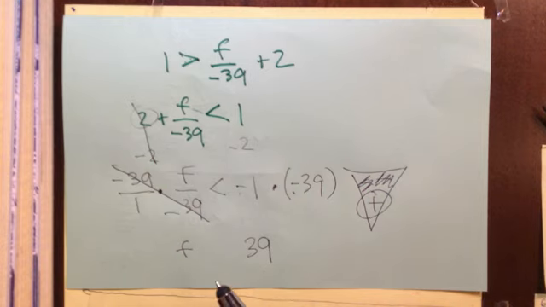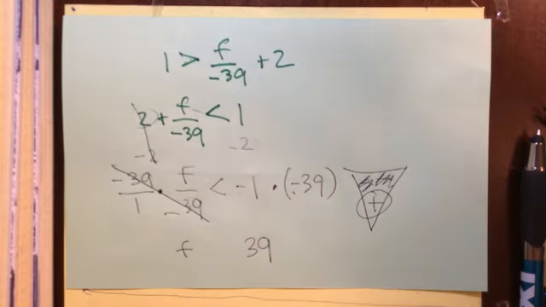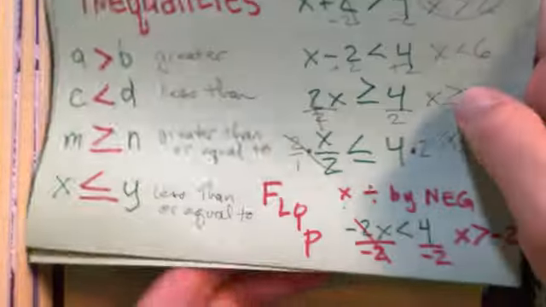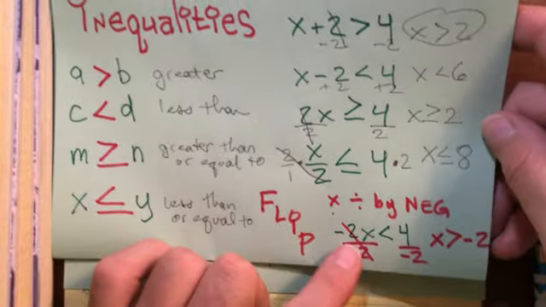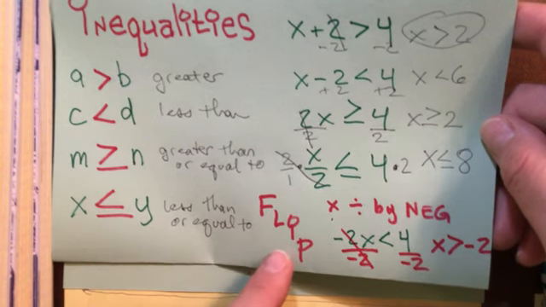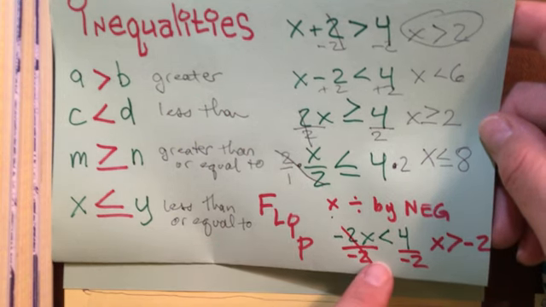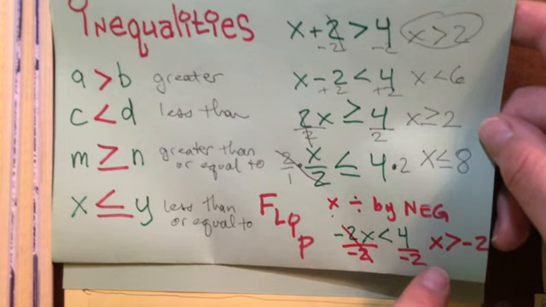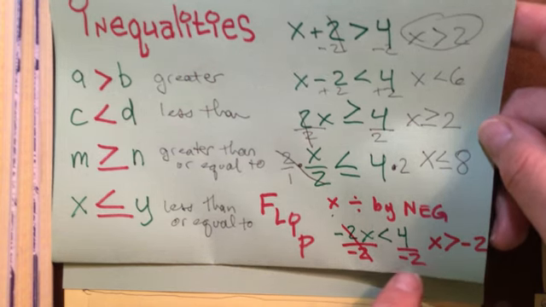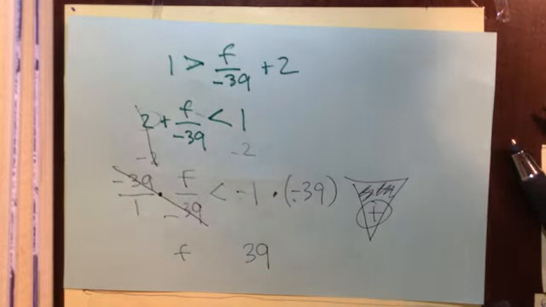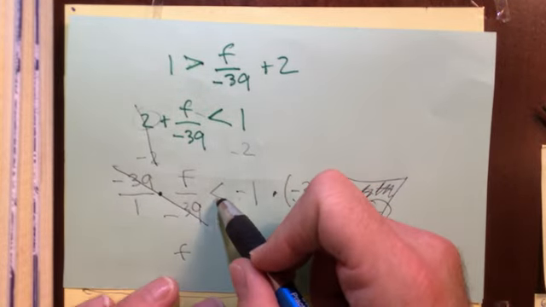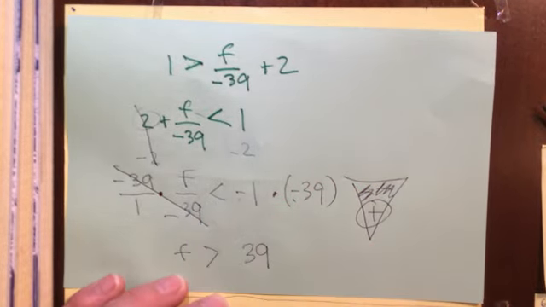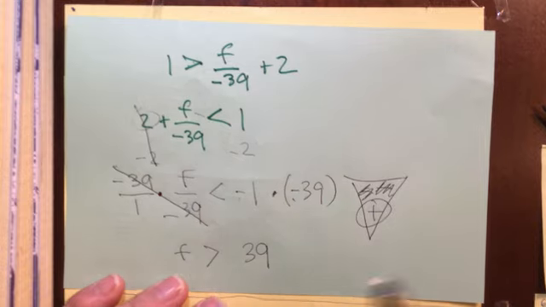No. Remember the last thing we did on our notes earlier, I said when you're multiplying or dividing by a negative, you have to flip the inequality symbol. So it started off as less than, but then when I divided both sides by a negative, it flipped. So I need to flip this from less than to greater than, okay? F is greater than 39.